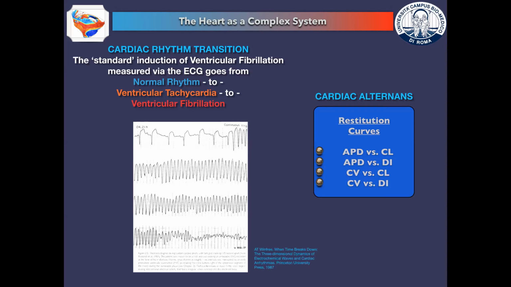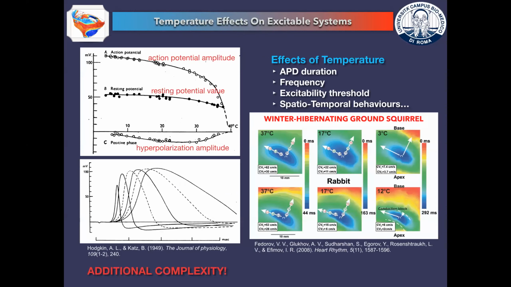Cardiac alternans can be investigated by the use of restitution curves, by taking into account several parameters such as the action potential duration, the diastolic interval, but also the conduction velocity. So additional complexity comes into play if we consider also the feedback from other physical quantities, such as the temperature.